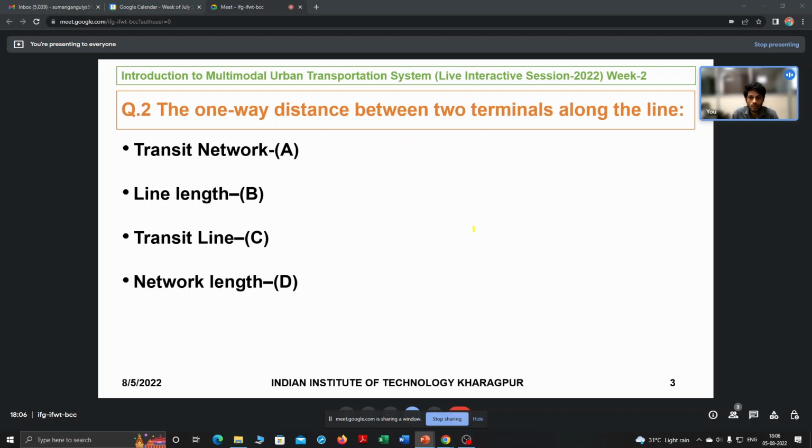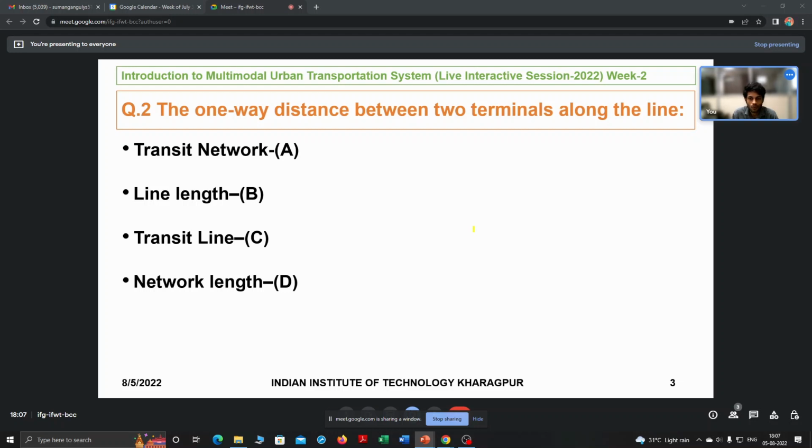What is the one-way distance between two terminals? Suppose a bus leaves from one terminal and ends at another terminal, and in between there are intermediate bus stops. So that length is what? Is it line length? Is it transit line? Is it network length?